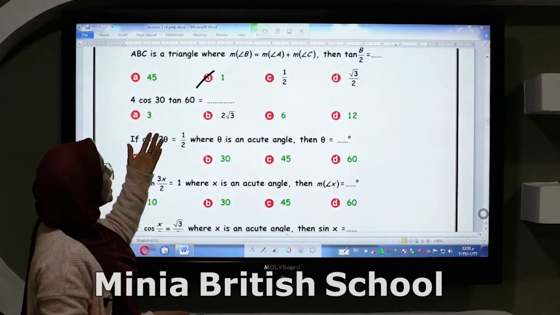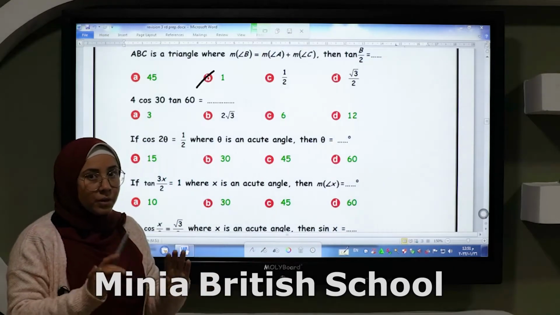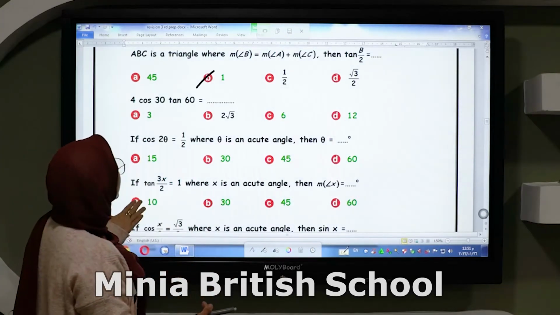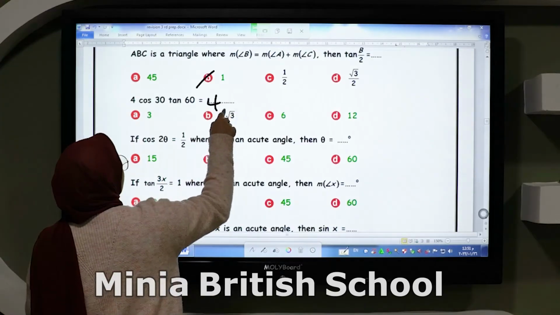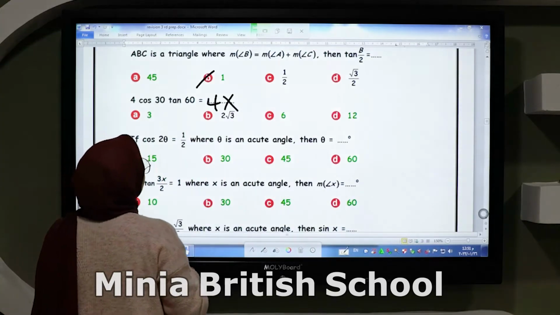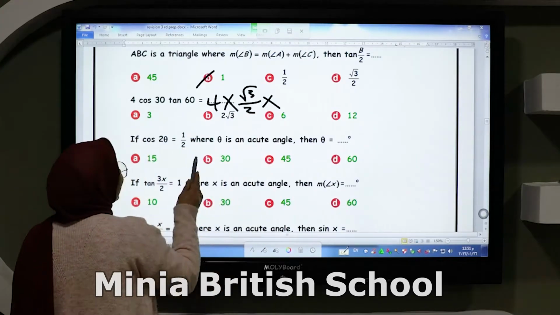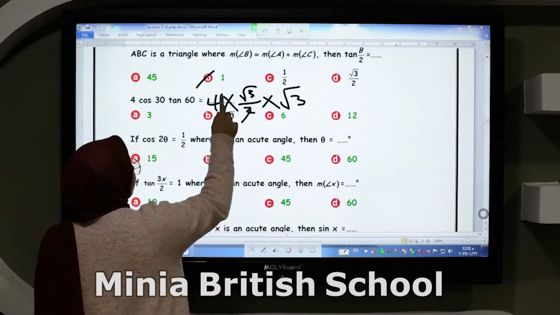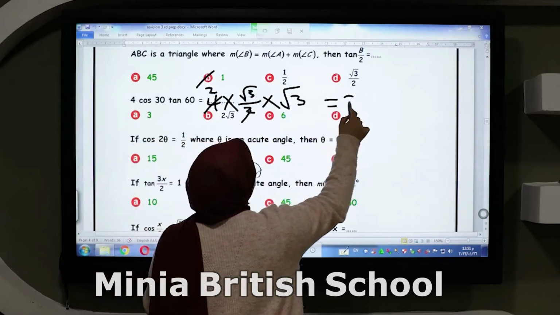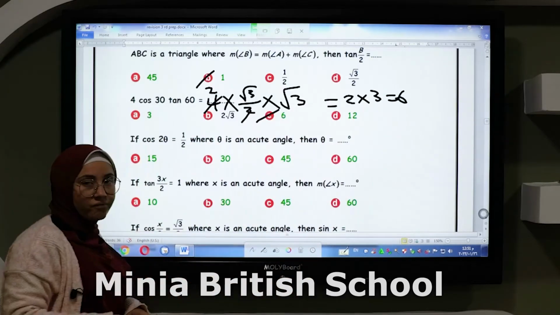For cosine 30, tan 60, only substitute by the values of cosine 30 and tan 60. 4 times cosine 30 root 3 over 2 times tan 60 root 3. You can simplify it. We get 2 times 3 equals 6. So the answer is 6.